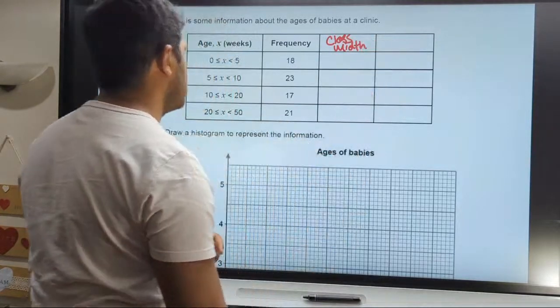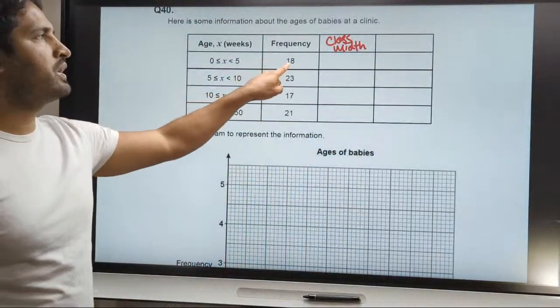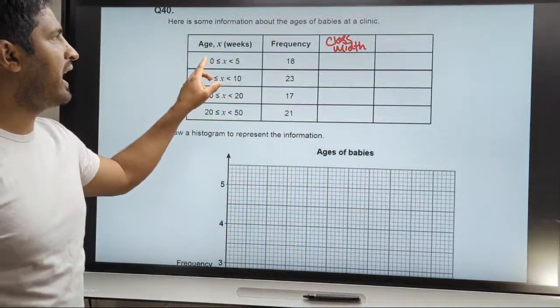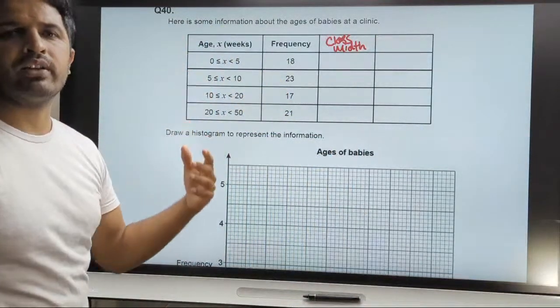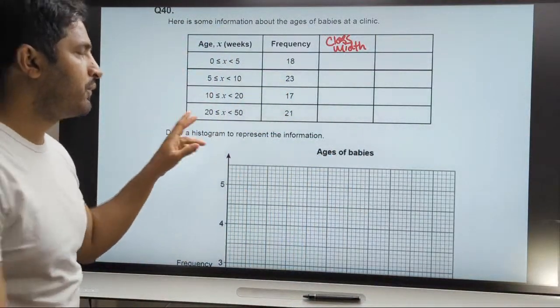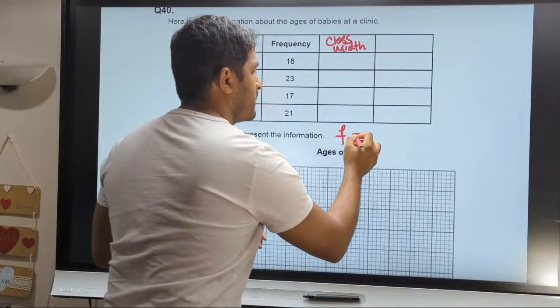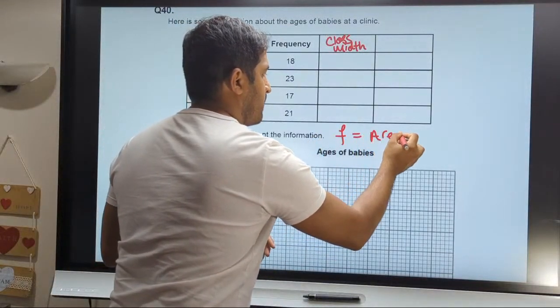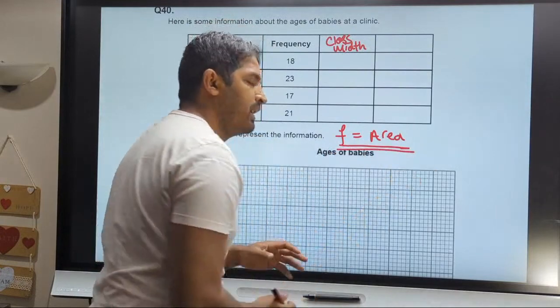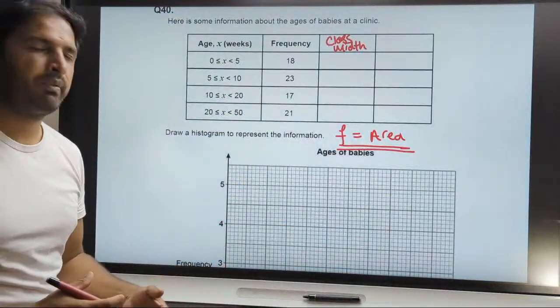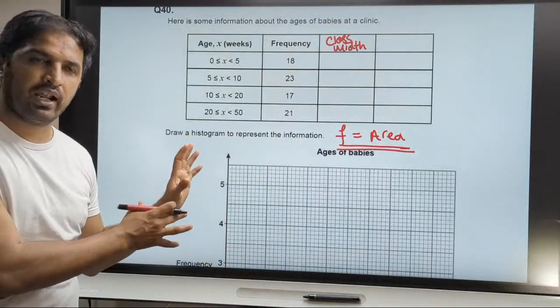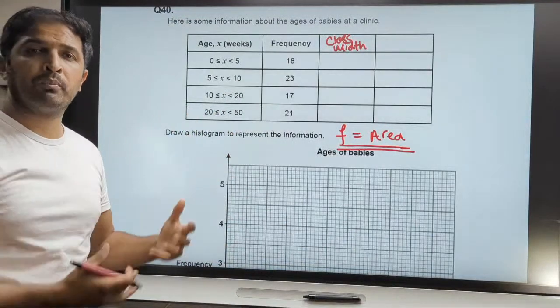And why do I need to know the class width? Because frequency in a histogram is represented by the area of the bars. Frequency means the area. Frequency is equal to area. If you remember that part about histograms, then everything else will fall into place. It's basic math.